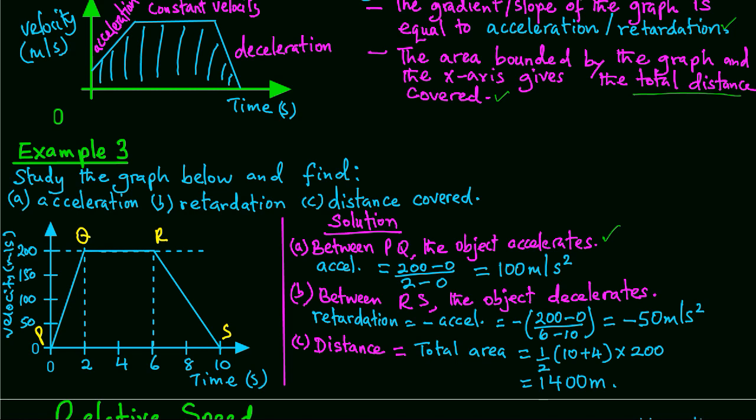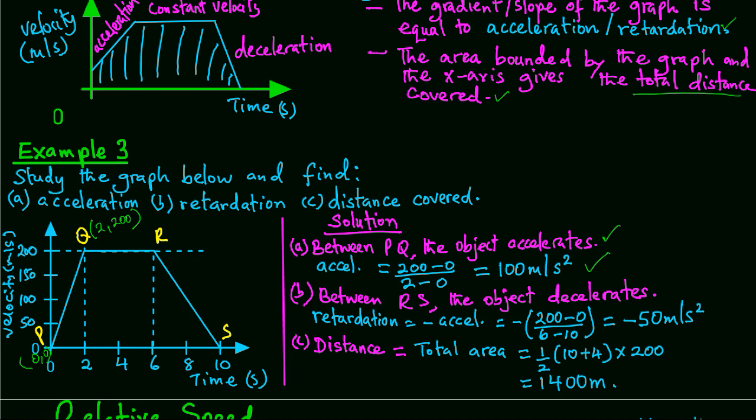So at Q we have 2, 200, at P 0, 0. So our gradient will be 200 minus 0 over 2 minus 0, and that is 100. And therefore, the acceleration is 100 meters per square second.